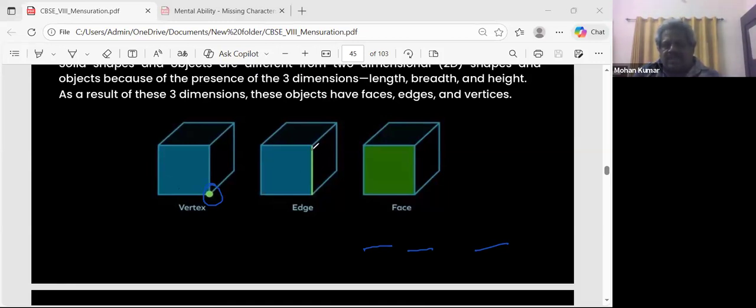Edge is the only side. The pink color is an edge. This is also an edge. This is also an edge. Face, the surface which is formed, which you see with your eye, is the face. So the three keywords: vertex, edge, and face. Remember them, because this is also essential for us.